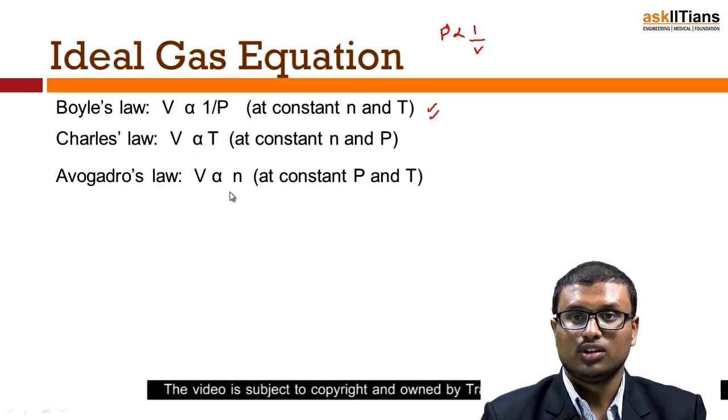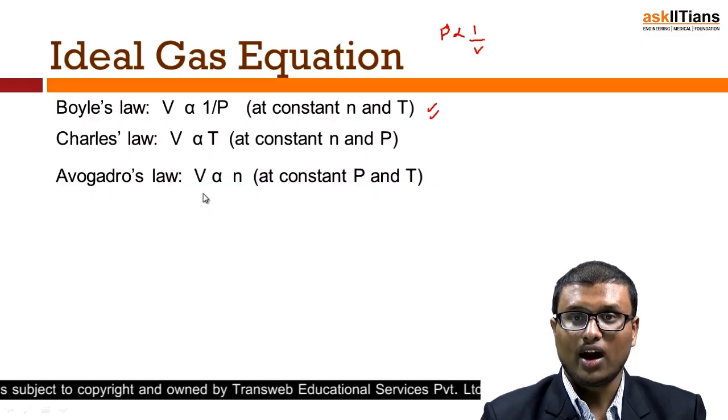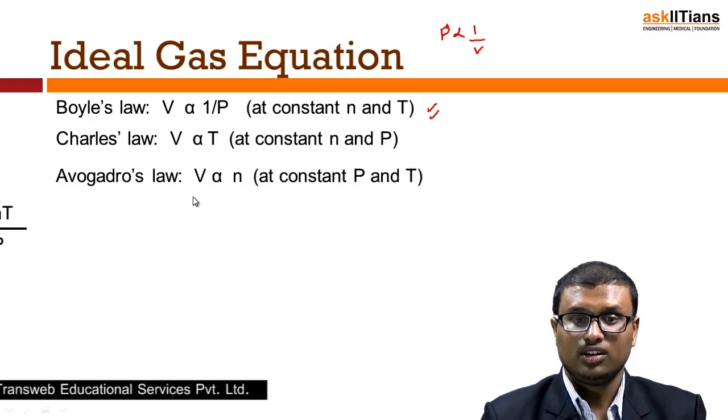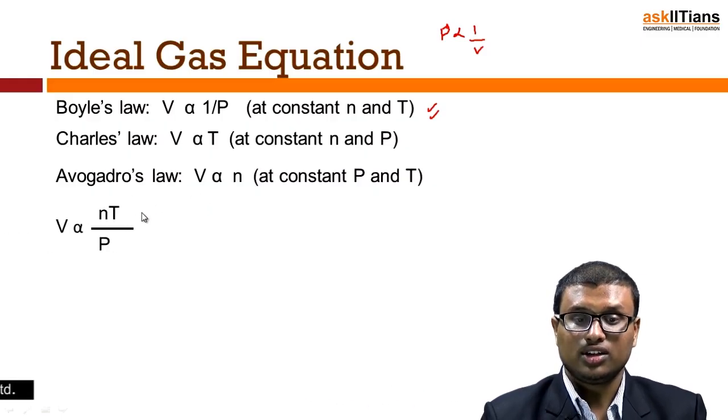So now can I come to one conclusion using these three equations? Yes, I can. This conclusion is that my volume is directly proportional to the number of moles, my volume is proportional to the temperature, and volume is inversely proportional to pressure. That means my volume is directly proportional to the product of n and T, and it is inversely proportional to the pressure.